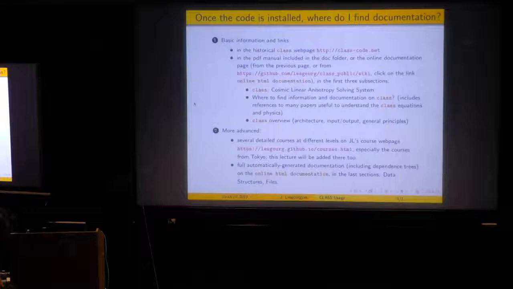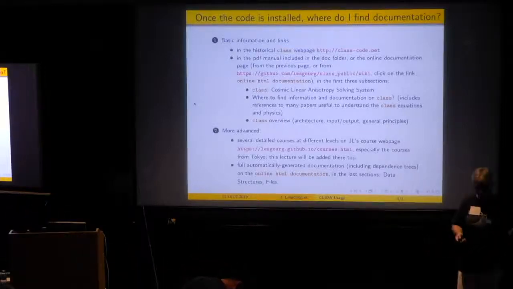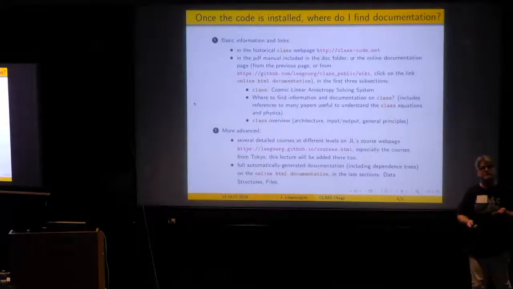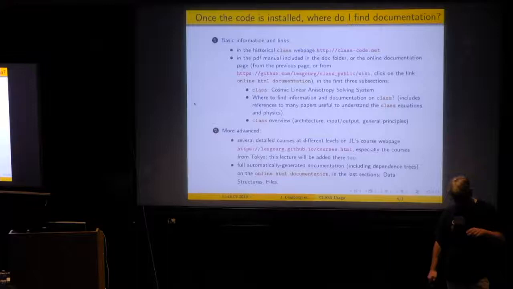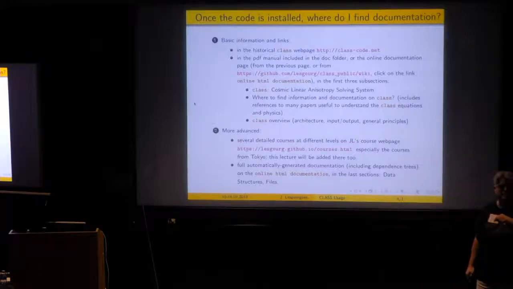The automatic documentation is generated by Doxygen. When you download CLASS, you get it in PDF, so you have it locally on your computer in a directory class/doc, and /PDF maybe. But if you use it online, it's nice because it's full of hyperlinks. So the online HTML documentation is here, and you find the link from classcode.net or from the Git repository.